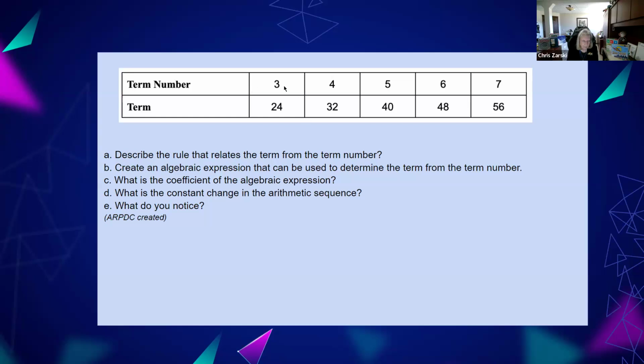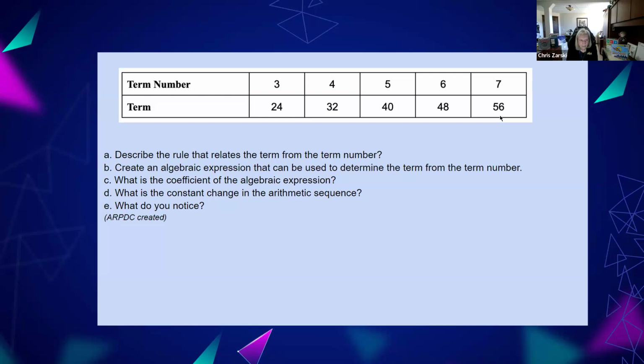I have a term number, which is 3, and then I've got this value that came out, which is 24. I have a term number, which is 4, then I got this value that came out. What kind of a pattern am I starting to see? Each time I have a term number, I get this value that came out. But is there a pattern? Yeah, there is. Each time I have the term number, if I multiply the term number by 8, I will get the number that's below.